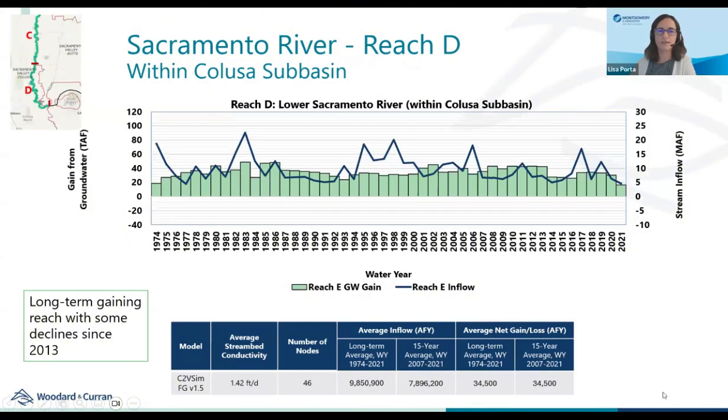Reach D on the lower Sacramento River is also gaining. Same story, with a little bit of a declining trend since 2013. The Sacramento River is overall always a gaining river in this part of the valley for the model.